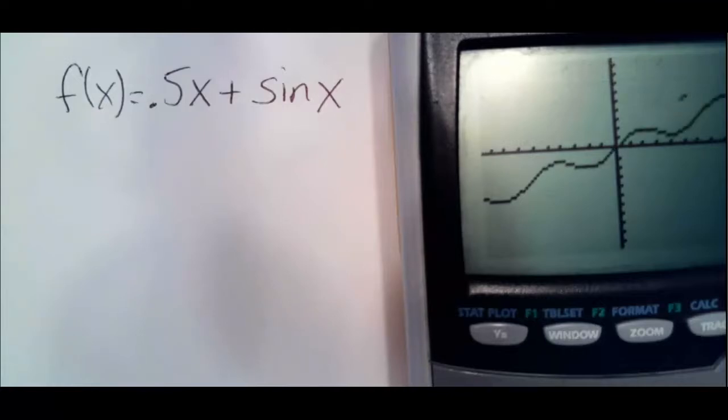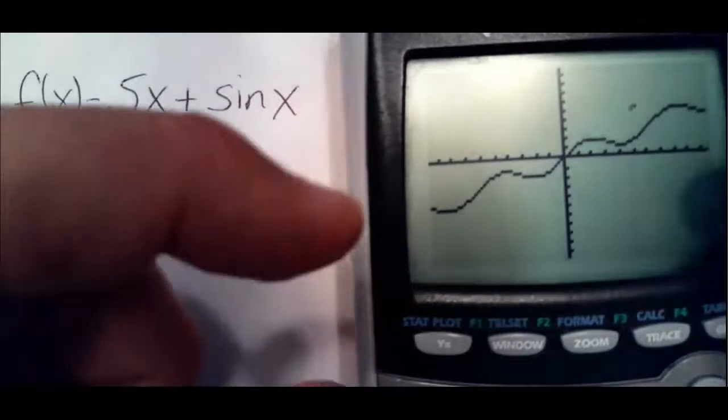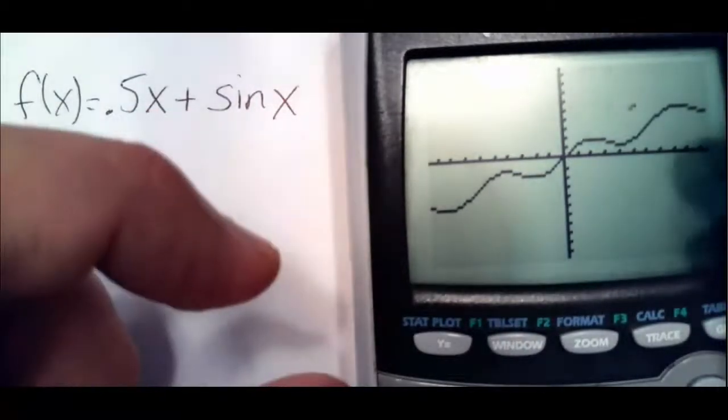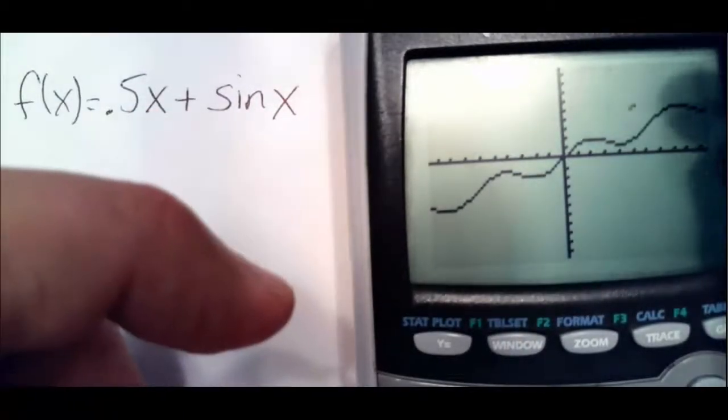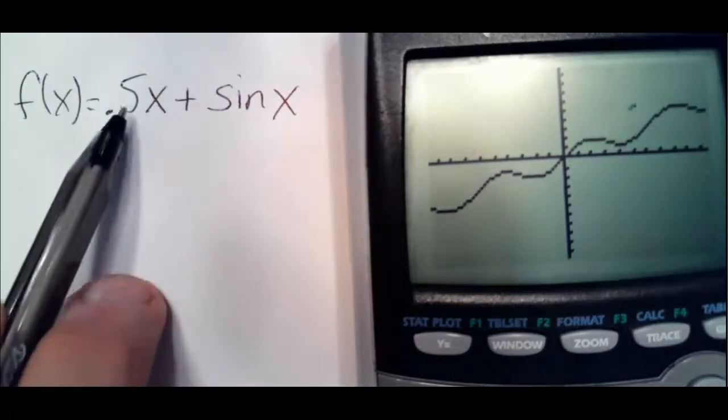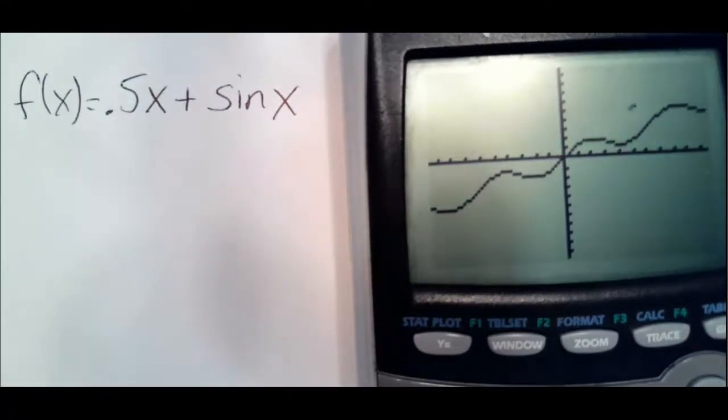Oh, wow. Check this out. So it looks like our graph, our sine wave, has been tilted. Apparently this 0.5x has caused our graph, instead of going straight across, to go up at an angle.